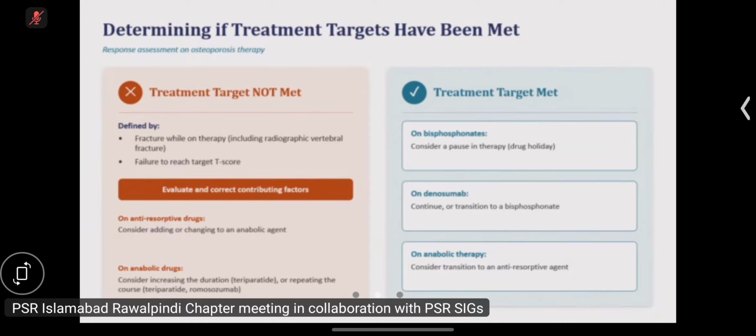We can consider a drug holiday for the patient if they were on bisphosphonates. If they were on denosumab, we can either continue giving them denosumab or we can transition their therapy to a bisphosphonate. And if they were on anabolic therapy, once they complete their treatment duration, we can switch them to any powerful anti-resorptive agent.